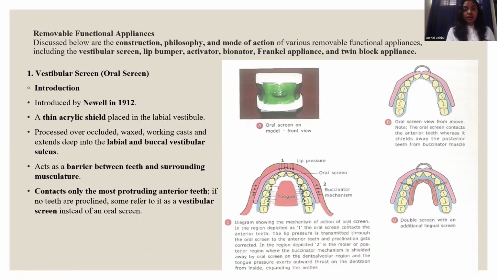Again, there are different modifications of these appliances. It contacts only the most protruding anterior teeth, and if no teeth are proclined, some refer to it as a vestibular screen instead of an oral screen. So only when there is contact with the teeth is it called an oral screen, and if there is no contact with the teeth, then it is called a vestibular screen. Here you can see different modifications where a metal ring is introduced, then you have a lingual shield on the inner side. So these are the different modifications of the vestibular screen.